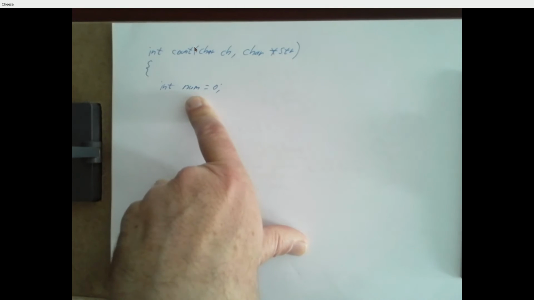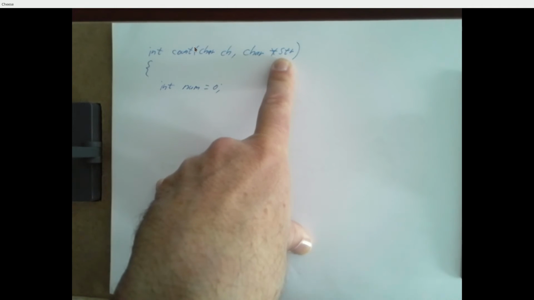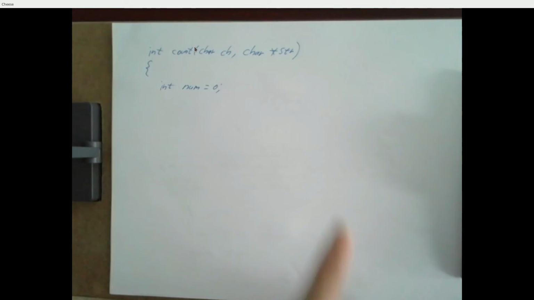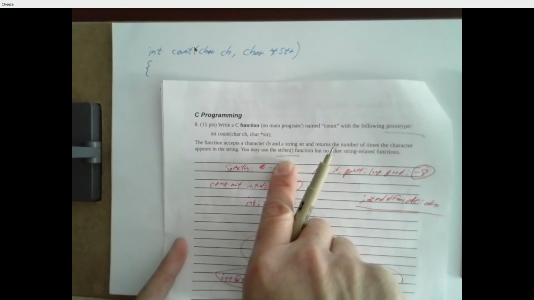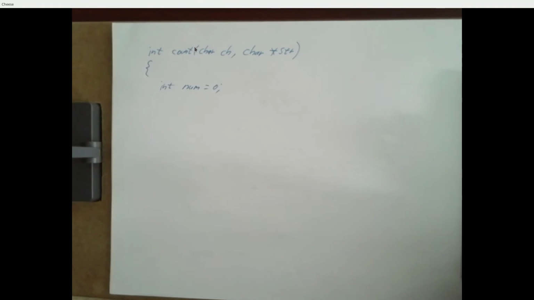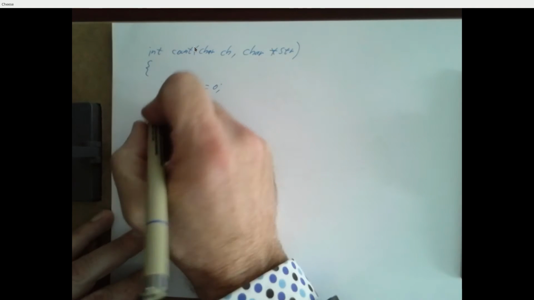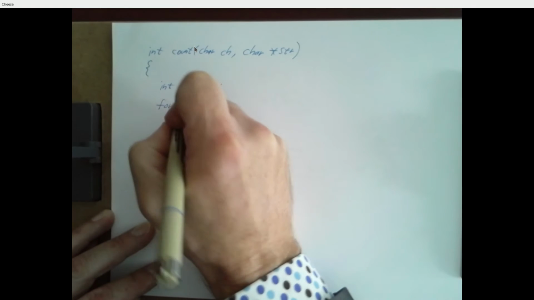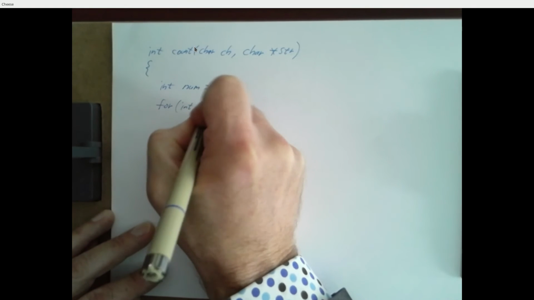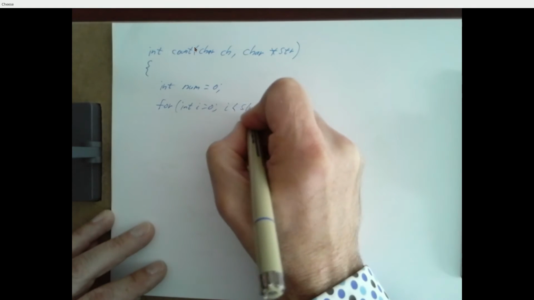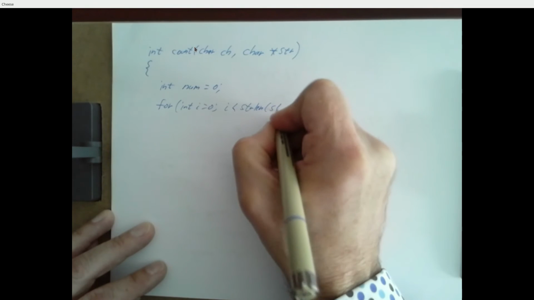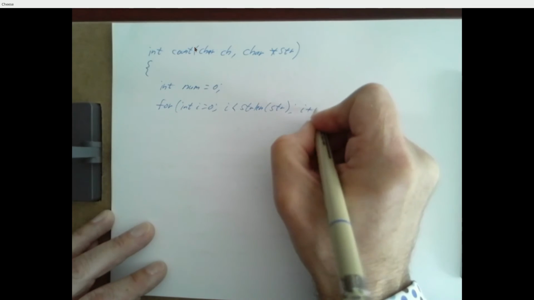So how do we loop through the characters of a string? You can do a for loop or you can do a while loop. Those are sort of your two options. I said you're allowed to use strlen, which was a nod to using a for loop, but let's do this both ways. So for i equals 0, i less than strlen of str, i plus plus.